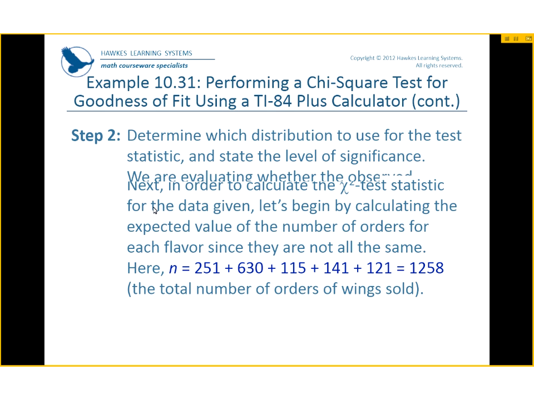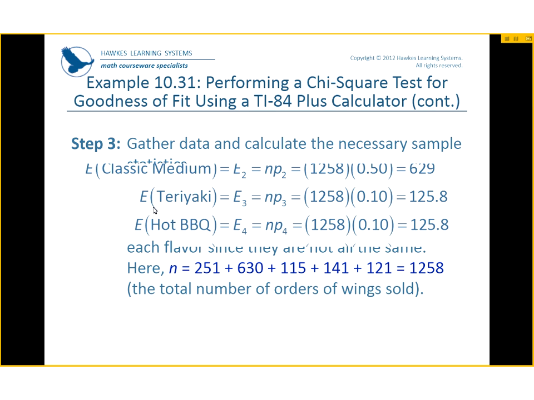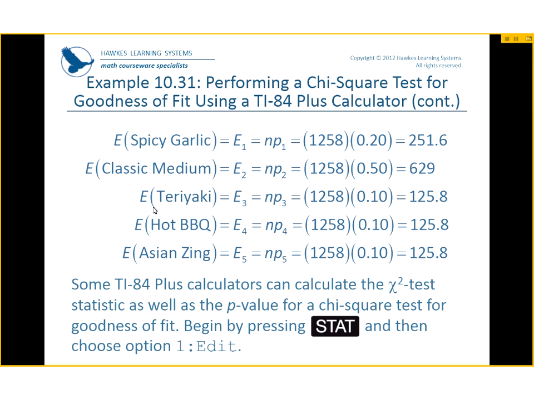All right, so we're going to determine what to use. We know this is a chi-squared test because it's categories. So let's go get the expected values. We're going to add all our observed together, which is 1,258. But it's going to be different for each one, because the proportion of our first one is 0.20 and the proportion of our second one is 0.50. So this is how we get our expected values.